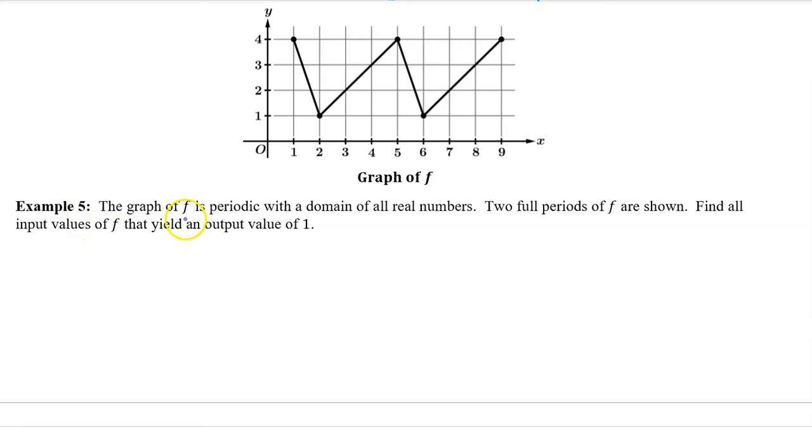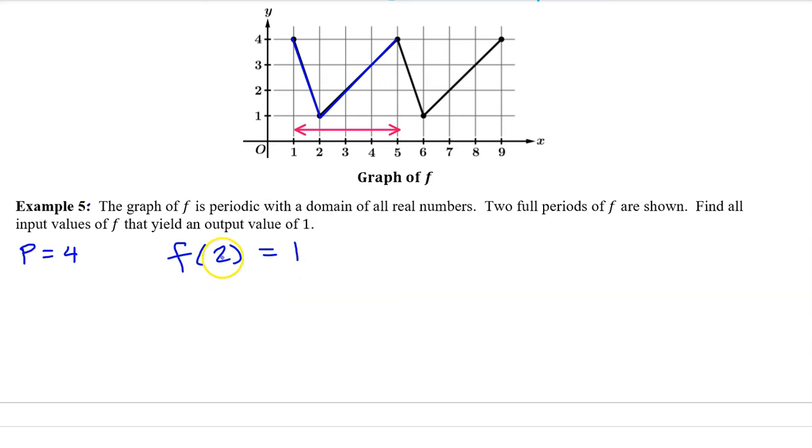Example 5. The graph of f is periodic with a domain of all real numbers. 2 full periods of f are shown. Find all input values of f that yield an output value of 1. I've highlighted one period of f in blue. You can see that the period of f is 4. Next, let's identify one input value where the output value is 1. We see that f at 2 is 1 and f at 6 is 1. Let's just go with f at 2 is equal to 1.